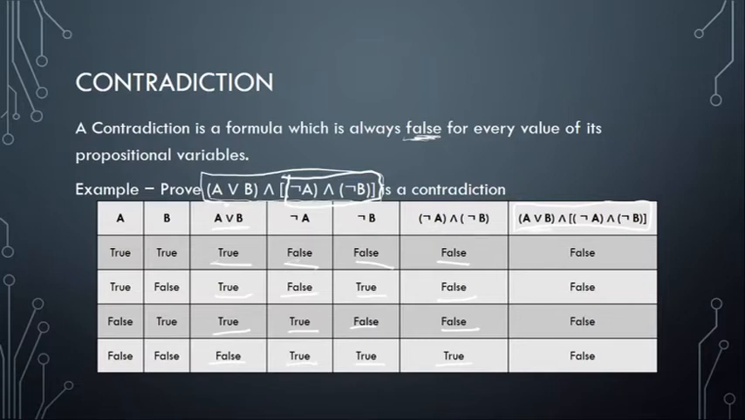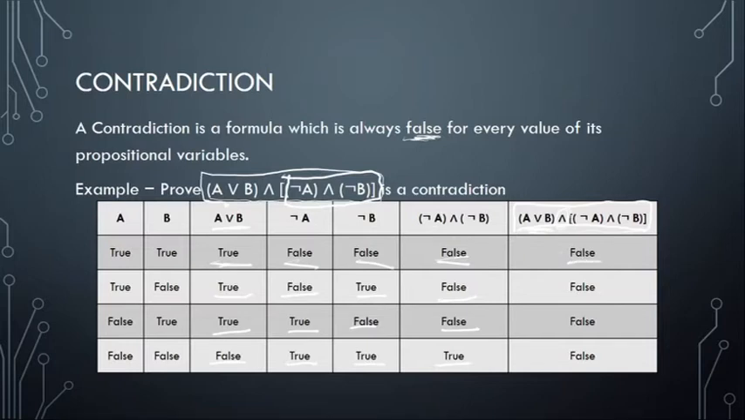Values, the return value of A or B. So, true. Then the return value of not A and not B. So, true and false here. True and false. So, since the operator that connects these propositions is AND, true and false, the return is false.